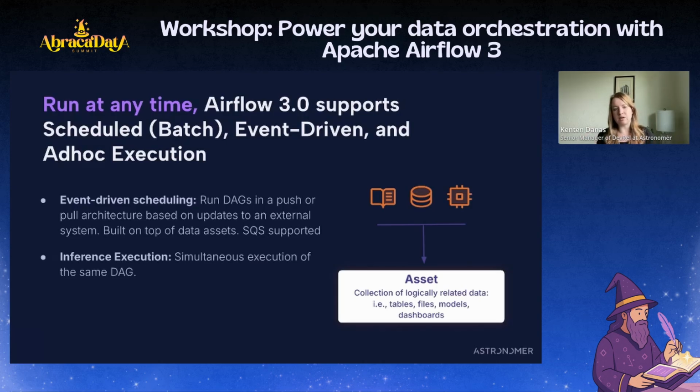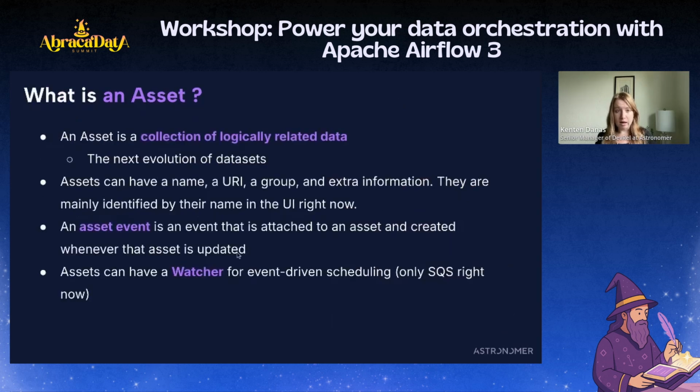Another piece of this is that event-driven scheduling was built on top of a concept called asset watchers. Assets in Airflow 3 are the next evolution of Airflow data sets. They are a collection of logically related data. If you've used data sets, you'll know that they make it a little bit easier for you to track data as it's flowing through your pipelines and use them for scheduling. Again, assets are just a more powerful implementation of this. We are going to touch on these in the workshop.